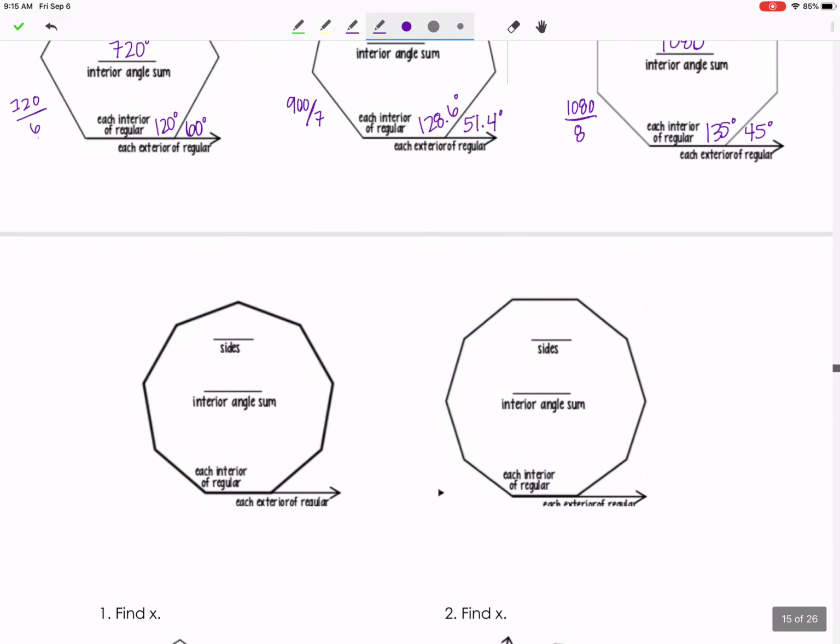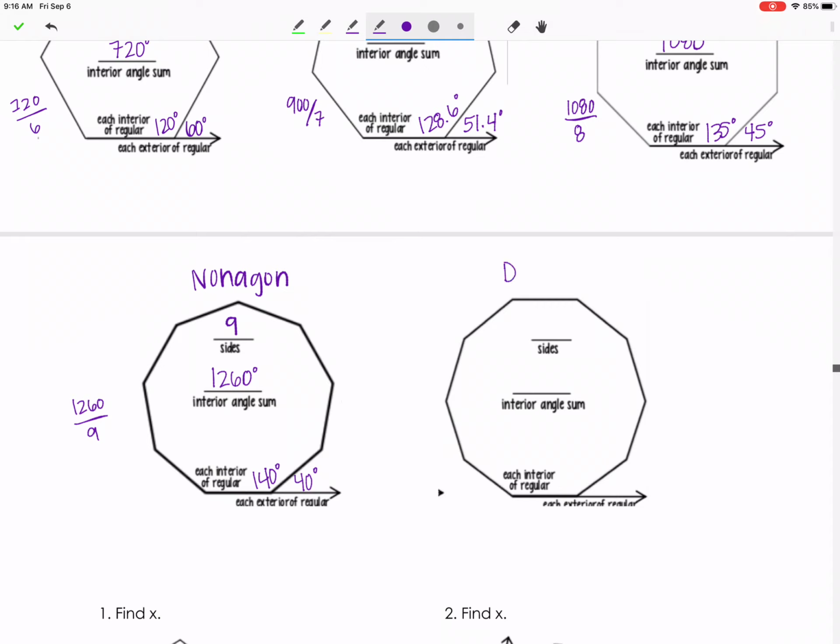All right, for your 9-sided figure, that's a nonagon. So it kind of sounds like 9, but not technically. So 9-sided is a nonagon. 9 minus 2, that's 7. 7 times 180 is 1260. 1260 divided by 9 is 140 degrees. So 40 degrees on the outside.